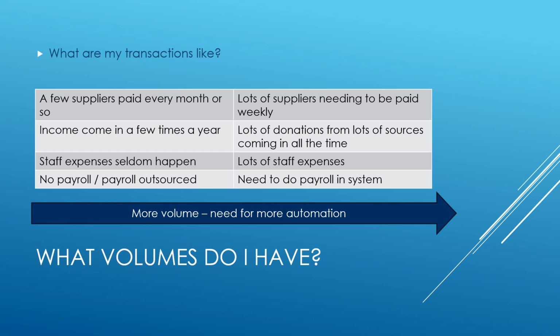How does your income come in? How many staff expenses do you do? Do you do payroll? Each one of those things you add on as extra transactions, and each time you increase the amount of volume you do beyond one person's ability to cope with it, you need the system to cope with it instead. So the more and more you have, the more complicated you are, the bigger the system you need.